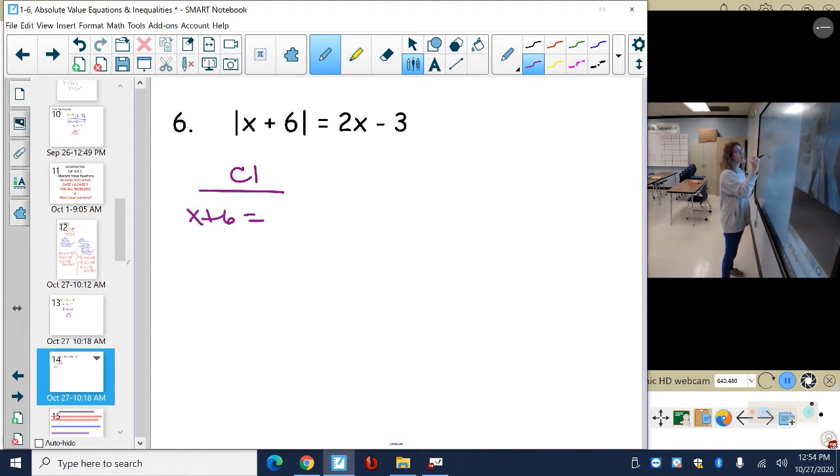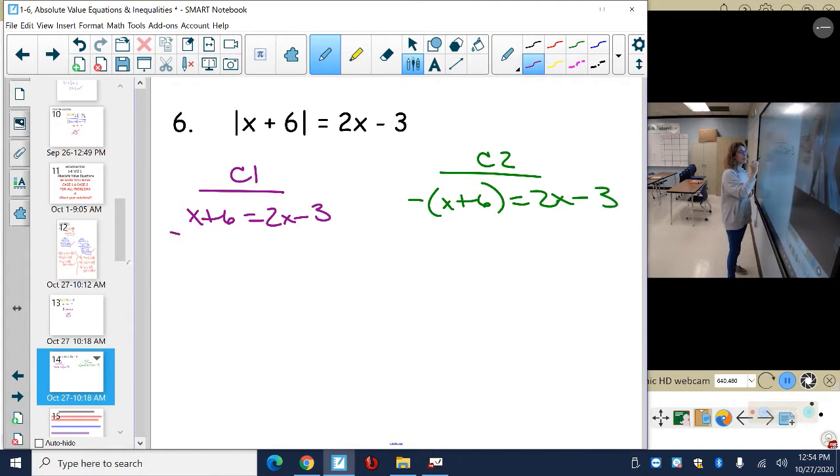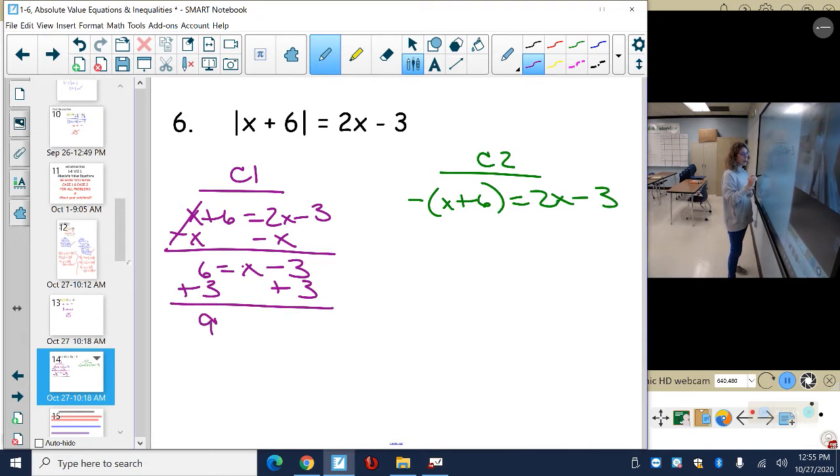x plus 6 is equal to 2x minus 3. And case 2, negative with parentheses around it. And then we're going to solve. Subtract the x. 6 is equal to x minus 3. Add the 3. 9 is equal to x.